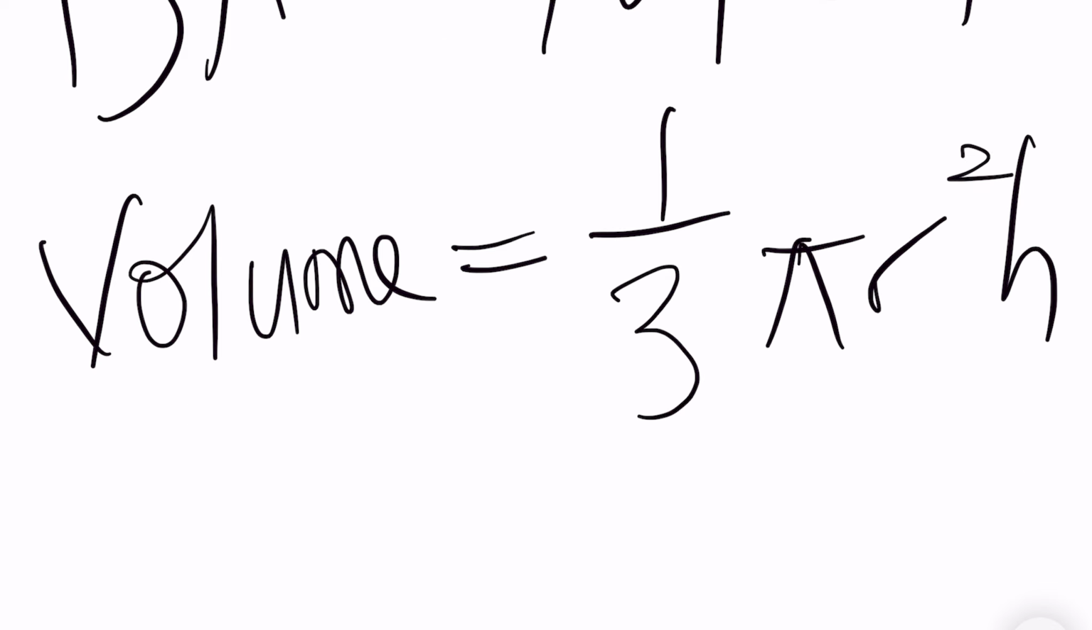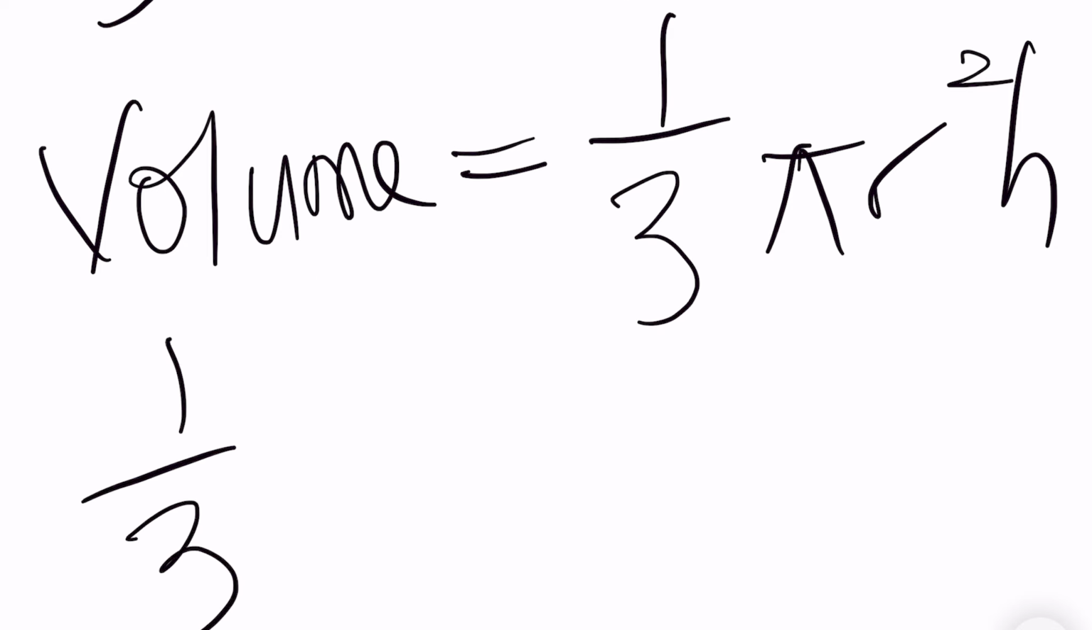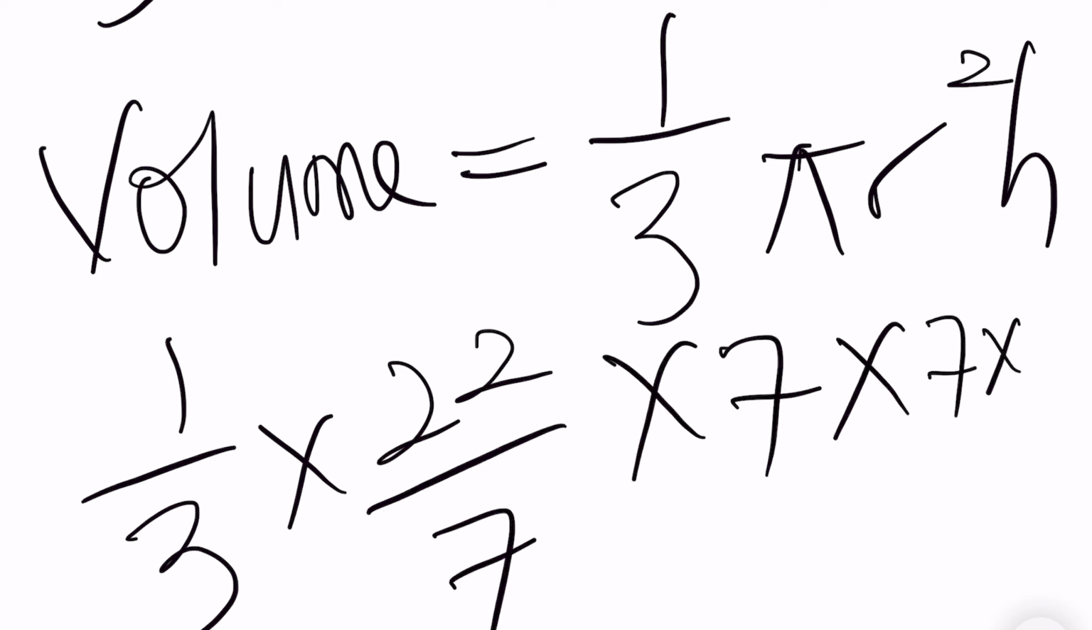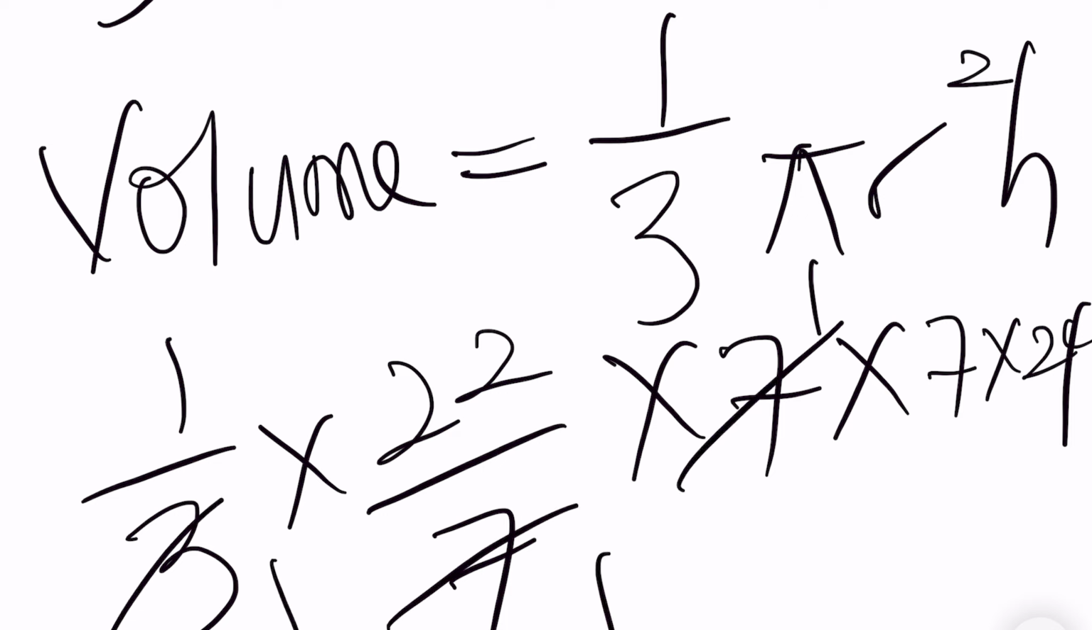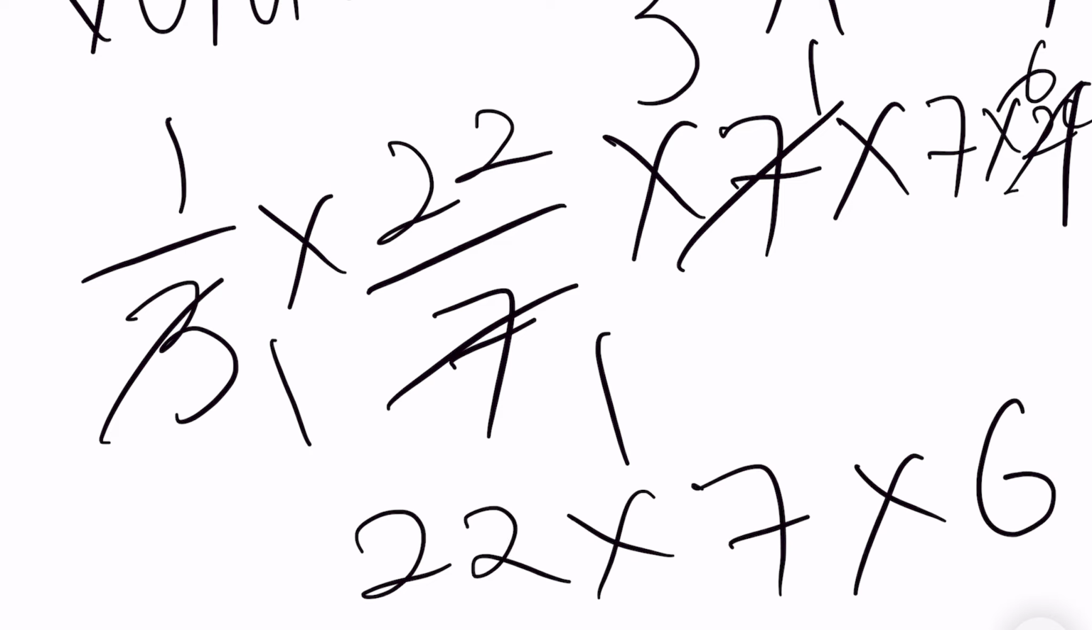We have our volume to be 1/3 pi r squared h, where we have 1/3 times 22/7 times 7 times 7 times 24. Do not forget that our h, which is our height, is 24 centimeters. So 7 here we cancel 7. We have 3 here to be 6. So we have 22 times 7 times 6.